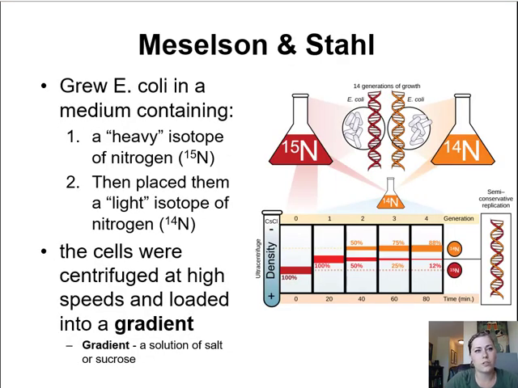Now, to answer this question, Meselson and Stahl grew E. coli in a medium. So first they grew it in a medium containing a heavy isotope of nitrogen. After it was allowed to grow for a little while, they then placed it in a light isotope of nitrogen. The cells were then centrifuged at high speeds and loaded into a gradient. A gradient is a solution of salt or sucrose that allows particles to separate based on their density.